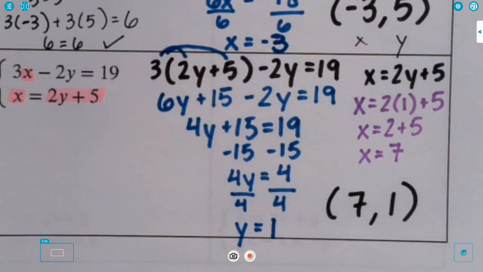Put your phones away, please. Hey, any questions about solving for x and y here?